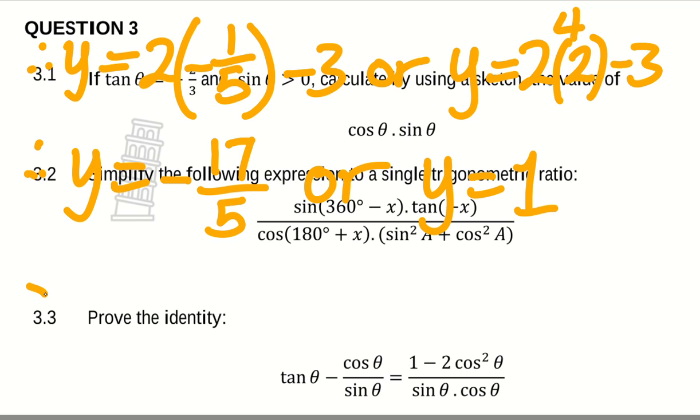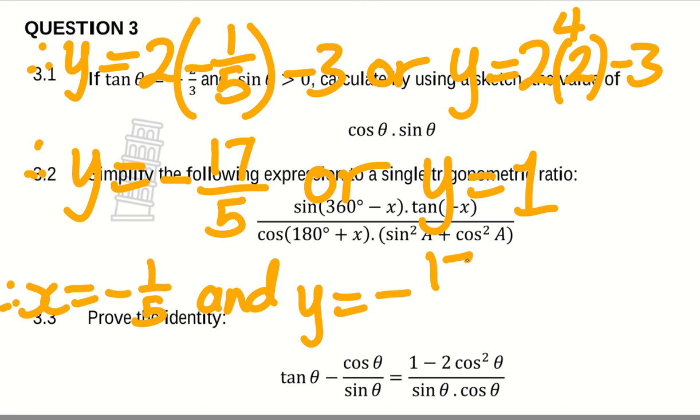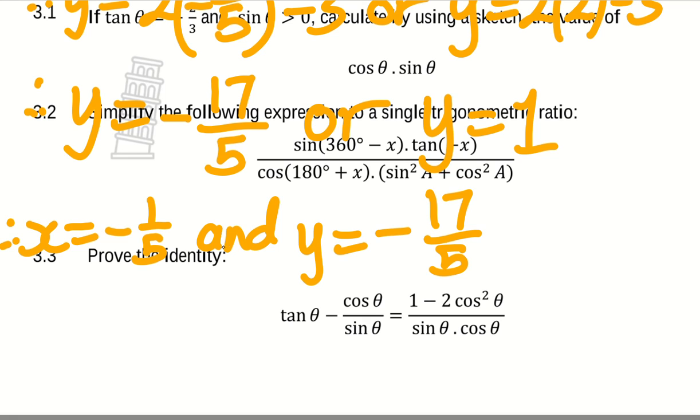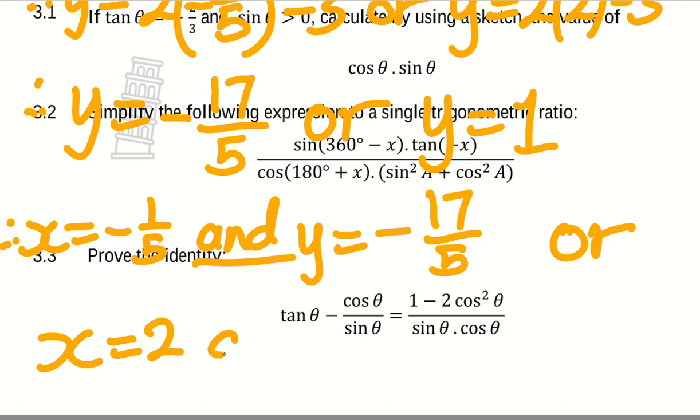So in other words, they go in pairs. X is equal to negative 1 over 5 and y will be equal to negative 17 over 5. Then we put an or. So for x and y that go in pairs, you put and. Then when you go to the other x and y, you're going to write or x is equal to 2 and you put it together with its y is equal to 1, the one that we have here. Then basically you are done. This is simultaneous equations put in simple terms.